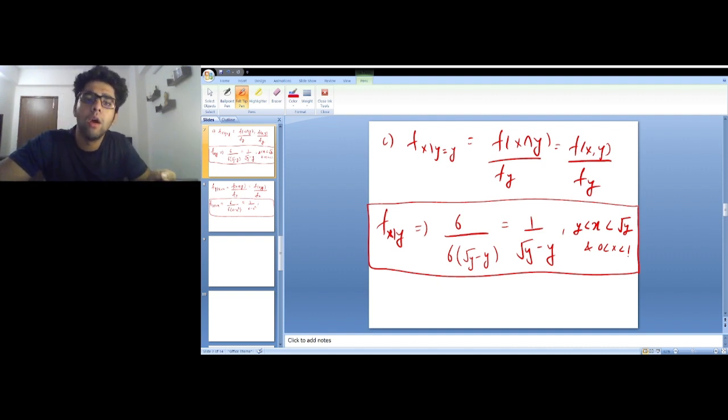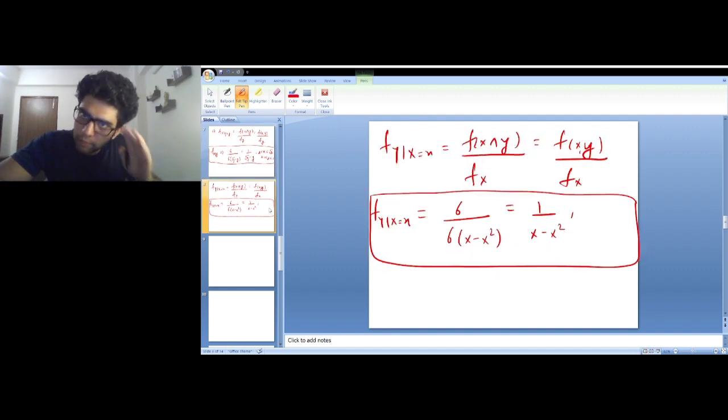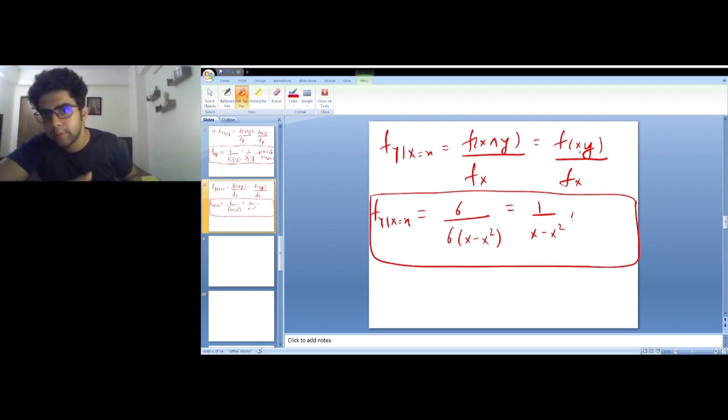If you write x lying between y and root y, and then you write that y lies between 0 and 1, and x lying between 0 and 1, both of these things are the same, right? So what we had done previously was also correct, but I am just writing this so that you guys don't get confused if you open the book, right?